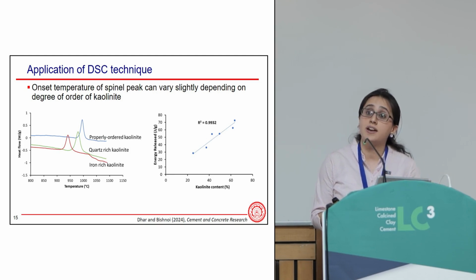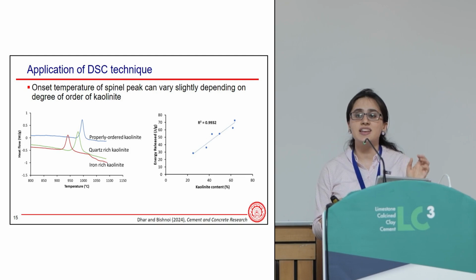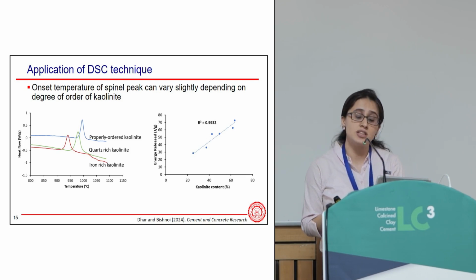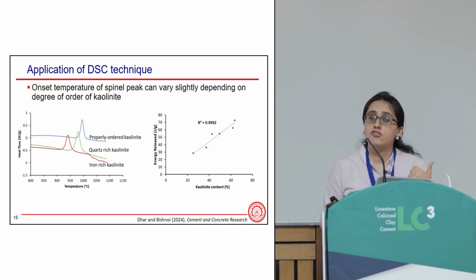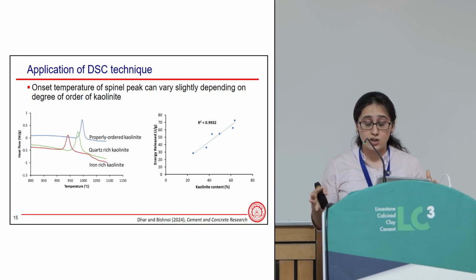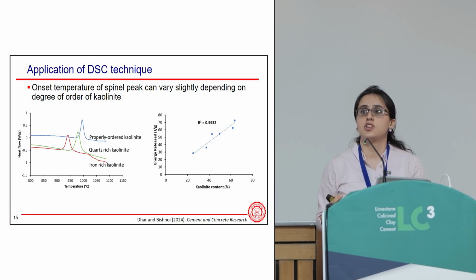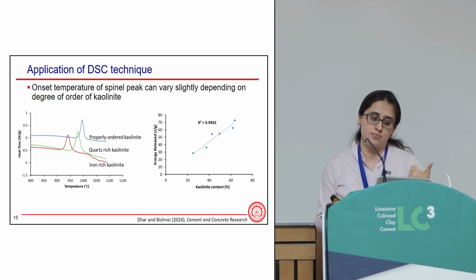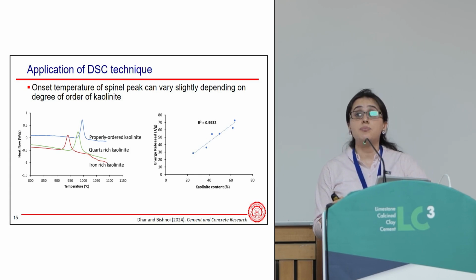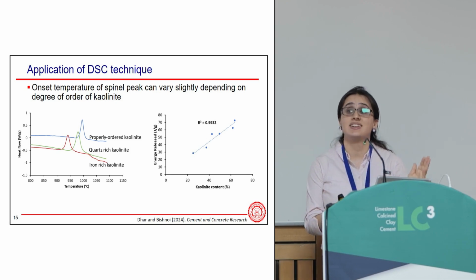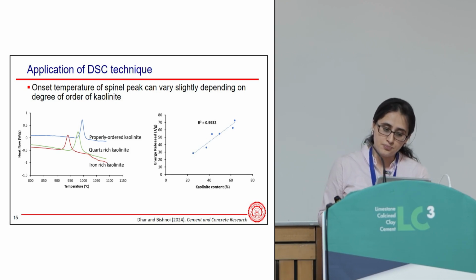We also found that the mineralogical phases, and the other associated minerals present with the kaolinitic clay, have an influence on this spinel temperature. For example, there are two clays which have identical kaolinite content, and they differ just in the impurity. The quartz-rich clay gives a slightly higher spinel temperature as compared to the iron-rich clay. So for iron-rich clay, we found that the spinel occurs at a slightly lower temperature.